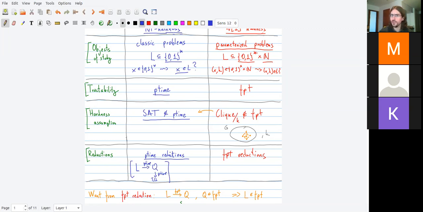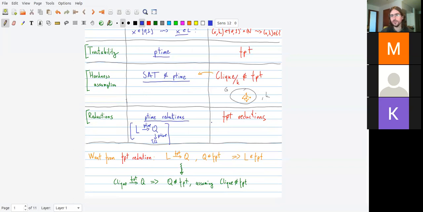So what we actually need from an FPT reduction to make the whole theory work in a nice way is exactly this property: if I have a problem L that FPT reduces to Q, yes, I did not define FPT reduction so far, I just tell you what we would like to expect from this notion. We'd like to expect that if L reduces to Q with respect to an FPT reduction, and Q can be solved in FPT time, then so can L. Yeah? So existence of an FPT algorithm can be pulled back through reduction.